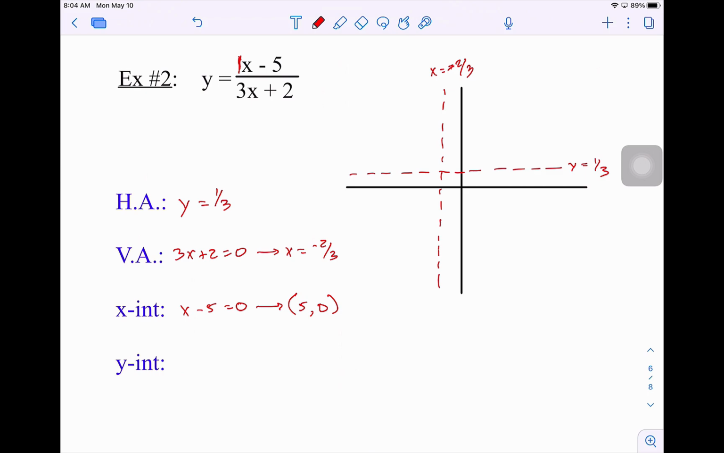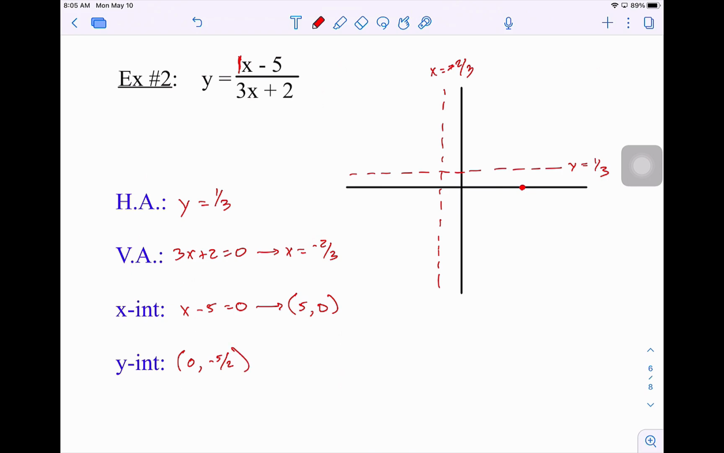X-intercept at 5, 0. So we're somewhere, let's say, over here. And finally, the y-intercept is always when x equals 0. So we take x and make it equal to 0 and get an answer. In the numerator, we get negative 5. In the denominator, I get a positive 2. And therefore, we end up with 0, comma, negative 5 halves.